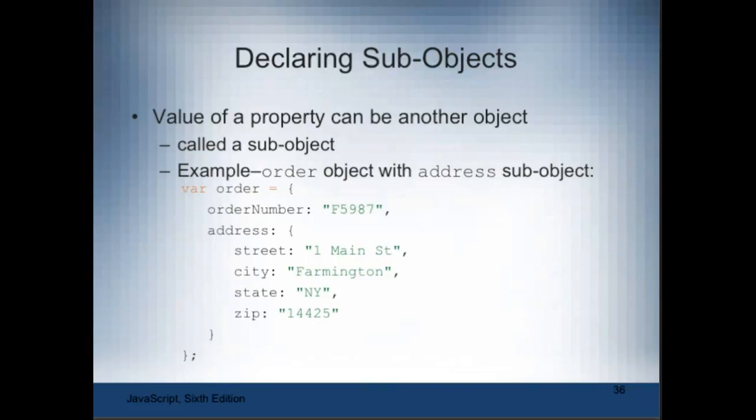The main object with the name order has two properties, orderNumber and address, and the address property, a subobject, has four properties of its own: street, city, state, and zip.